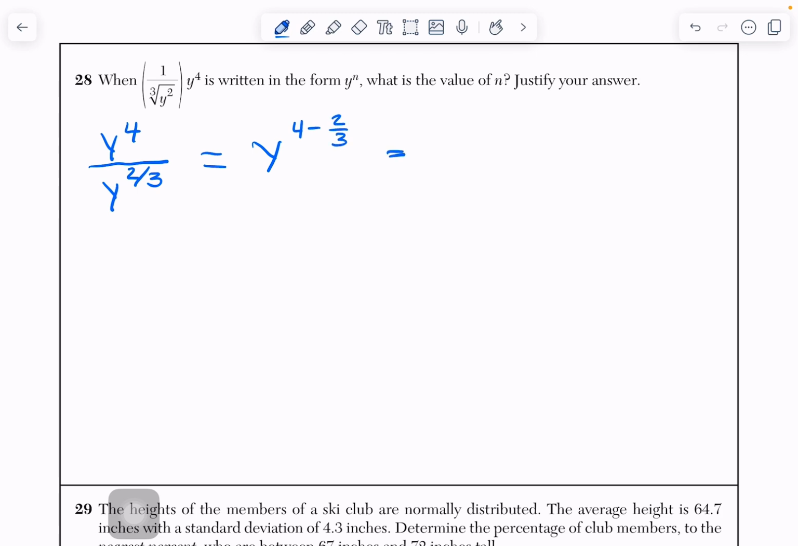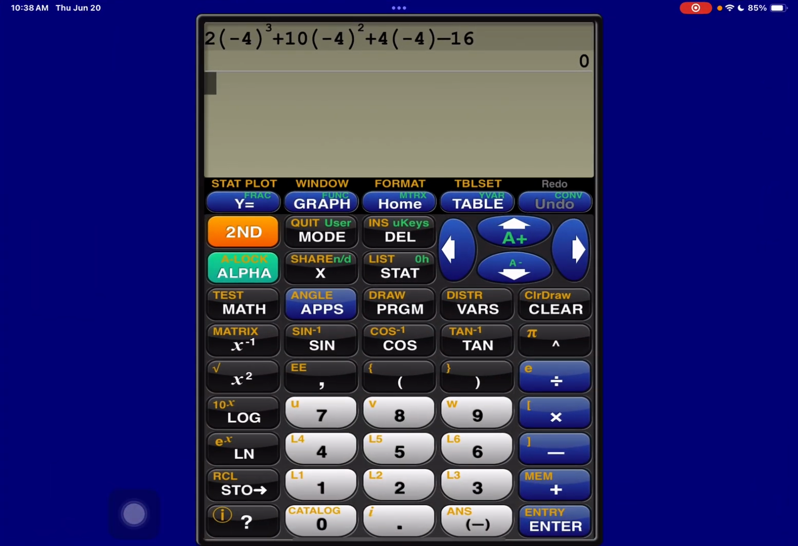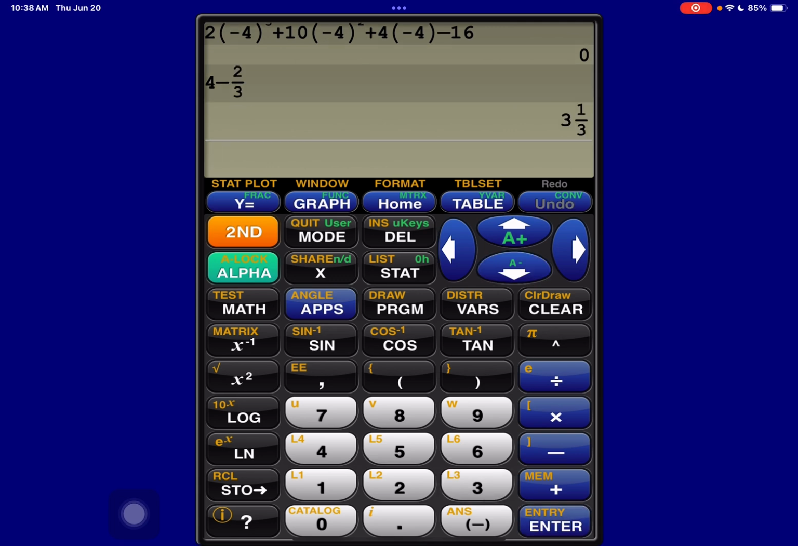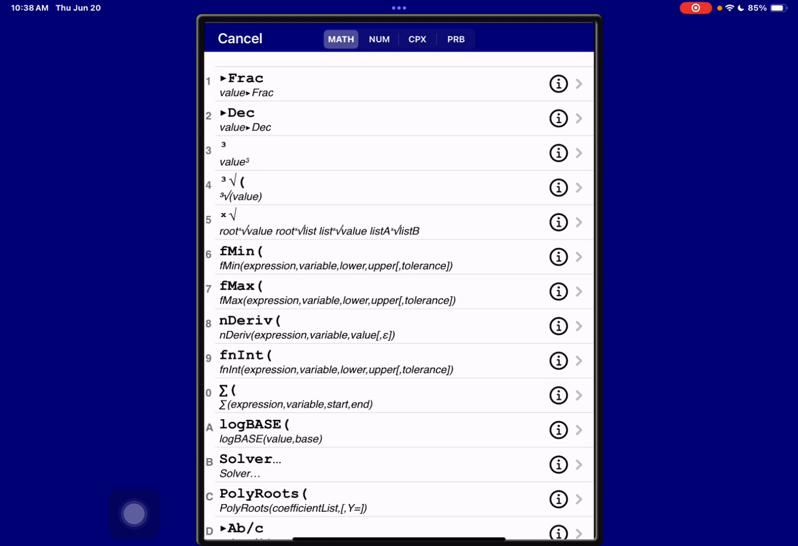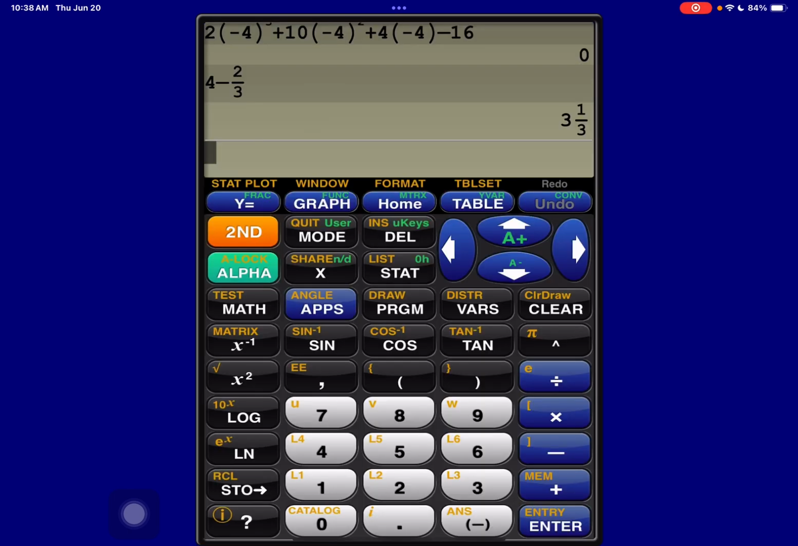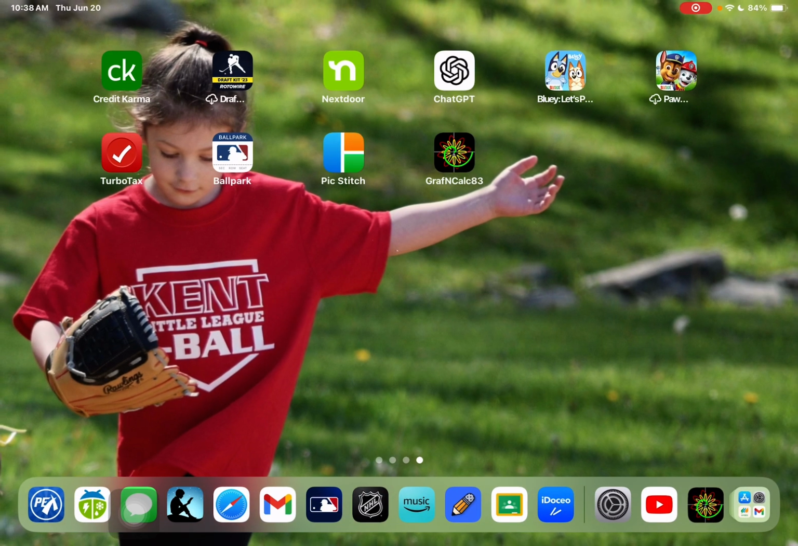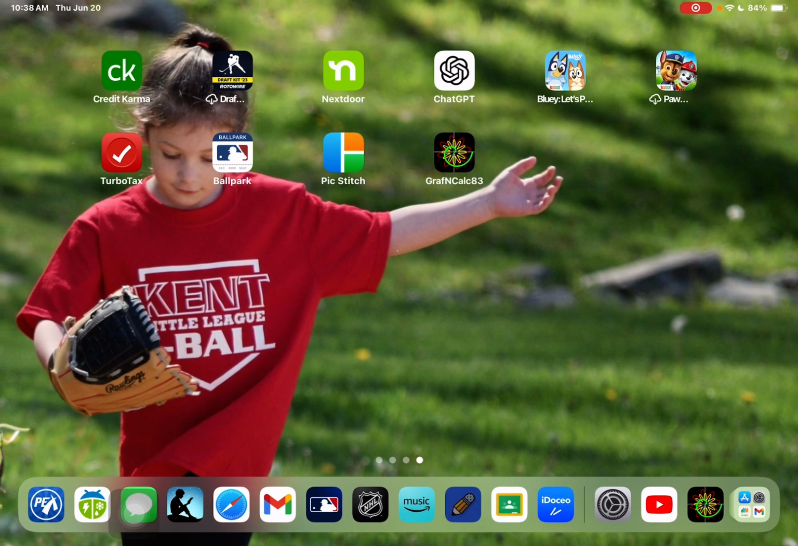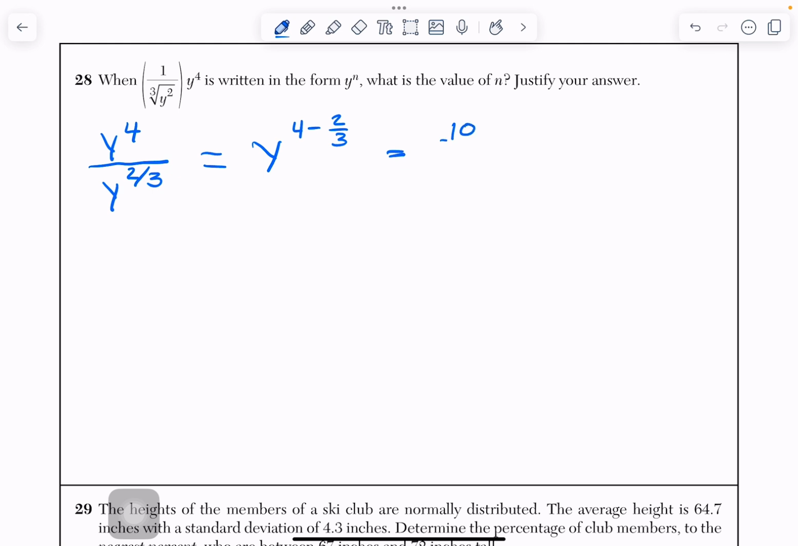And I'm lazy, so I go to my calculator and I say 4 minus alpha y equals 1, and I put in 2/3 and I hit enter, and I get 3 1/3. You could leave it like that, or you can convert it to a mixed number. You go to math. I don't even know how to do it on this one. Cancel, right? But that's 10 thirds, right? So we go back here and we write is equal to 10 thirds.